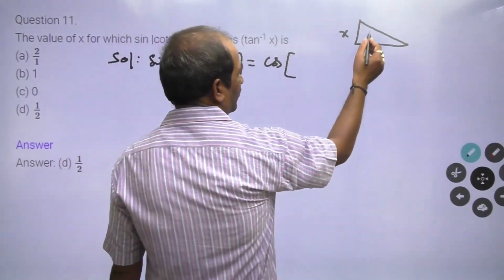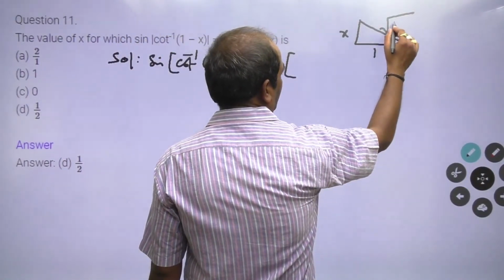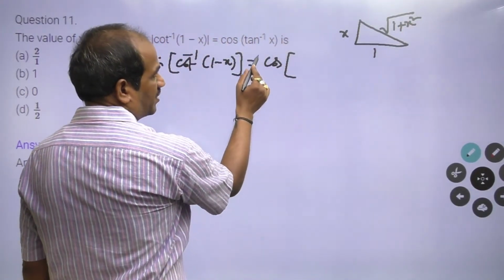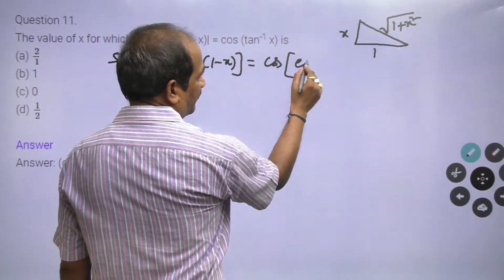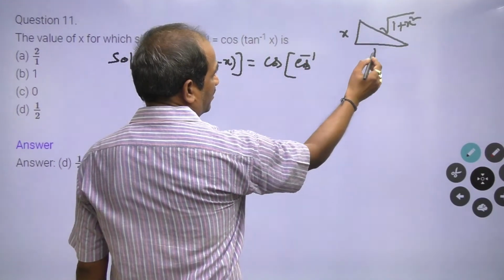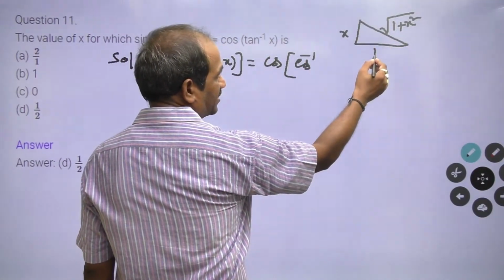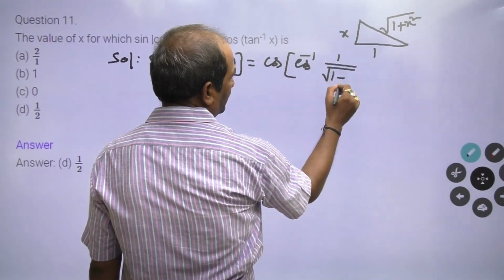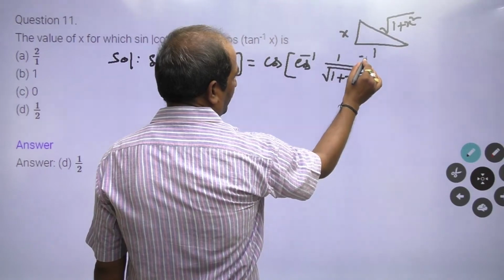In this, the hypotenuse value is square root of 1 square plus x square. In terms of cos, cos inverse of cos is equal to adjacent side by hypotenuse, so that is 1 by square root of 1 plus x square.